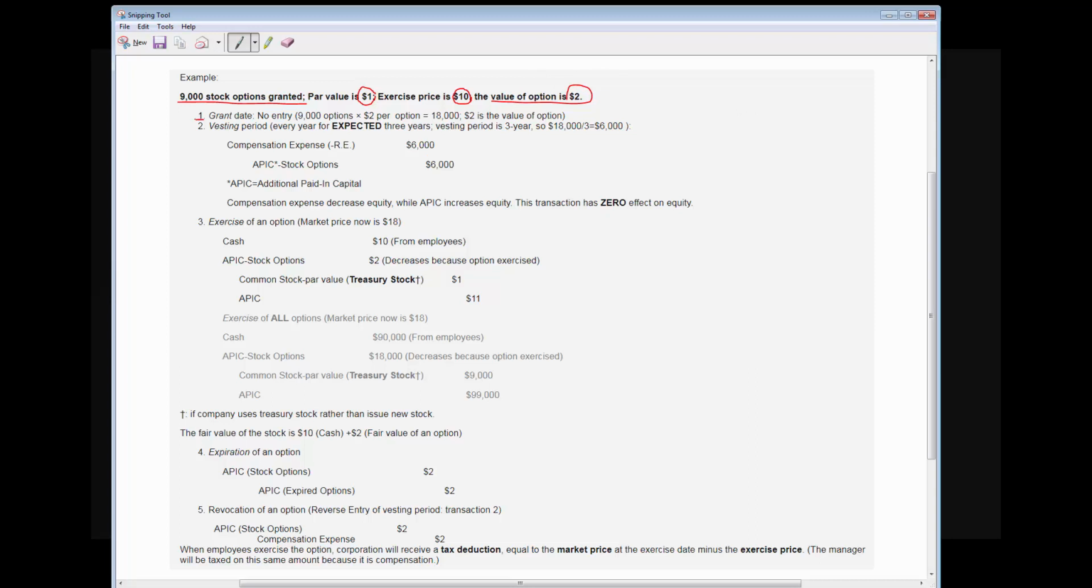First, on granting date, there's no journal entry, but we know the total value of the stock option is 9,000 multiplied by 2, which is $18,000. Okay. So during the vesting period, the company will recognize the compensation expense. If we assume the vesting period is 3 years, right?